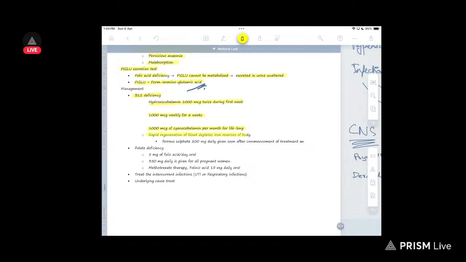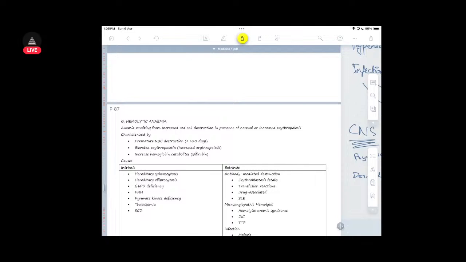For rapid regeneration of blood and depleted iron reserve, you can give ferrous sulfate 200 mg daily. Folate deficiency: 5 mg of folic acid per day orally. 350 micrograms is given for all pregnant women, and with methotrexate therapy of 15 mg daily orally you should give folic acid, and you treat the recurrent infections and the underlying cause you have to treat.